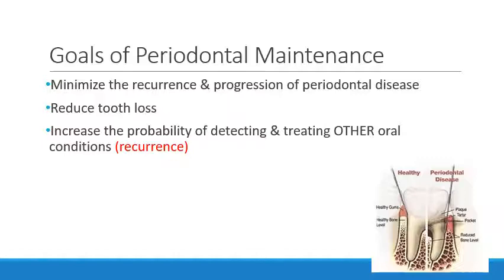So here are the goals for periodontal maintenance. It's to minimize recurrence and progression of perio disease. The ultimate goal is to always reduce tooth loss. That's the whole goal, to keep the natural dentition as long as possible for the life of the host, to increase the probability of detecting and treating other oral conditions, and to inhibit recurrence.